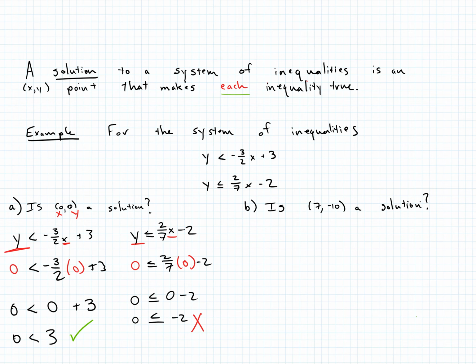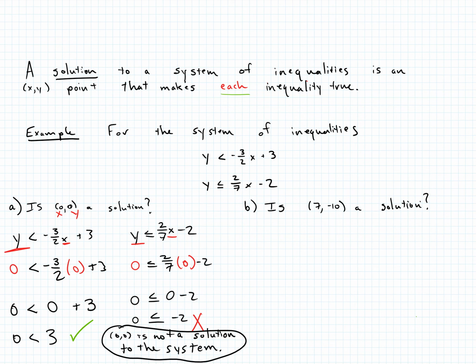So what does this mean for us? It means that (0, 0) is not a solution to the system. And again, it's not a solution because even though it made one of the inequalities true, a solution has to make each of them true for it to be an actual solution. Okay, so let's try B. Is (7, -10) a solution?